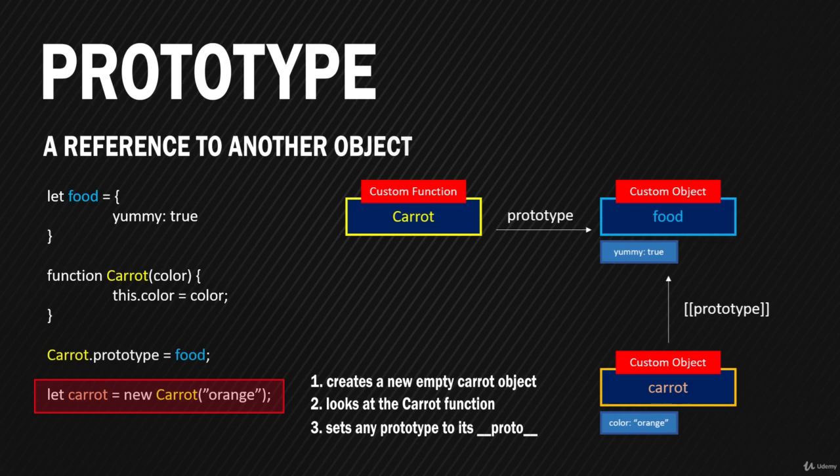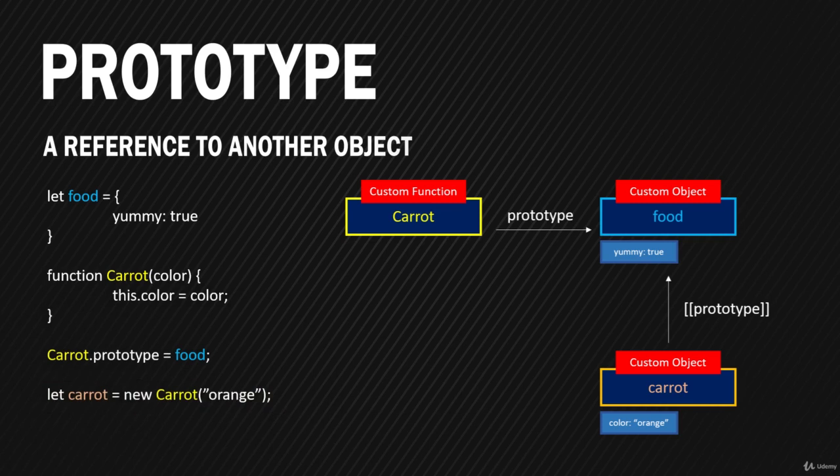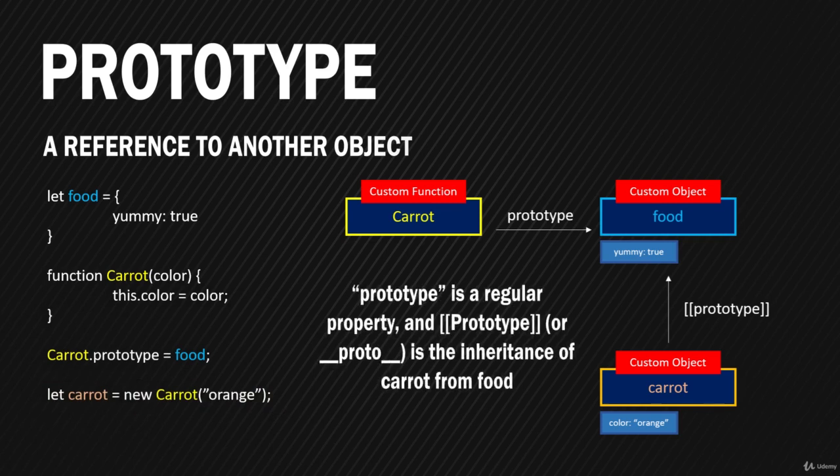To cut a long story short, all it does is it sets the proto property of the newly created carrot to the food object. So, taking a step back, all this means is that prototype is a regular property, and underscore underscore proto underscore underscore is the inheritance of carrot from food. So look at this diagram, let it sink in, and then let me show you one more example before we move on.